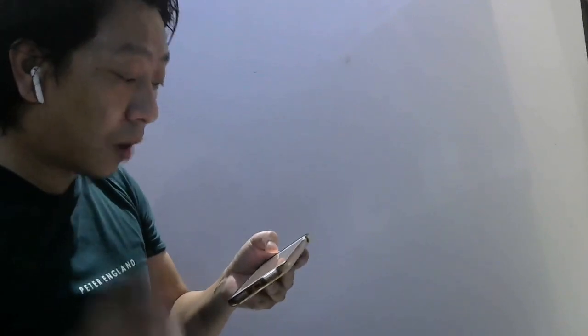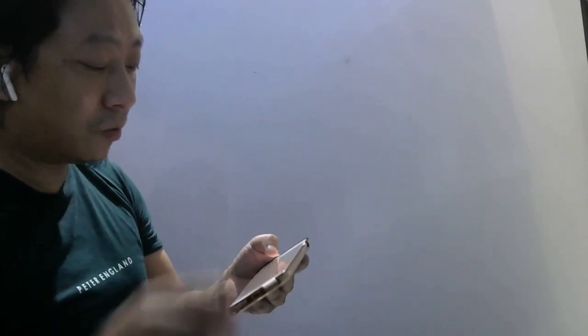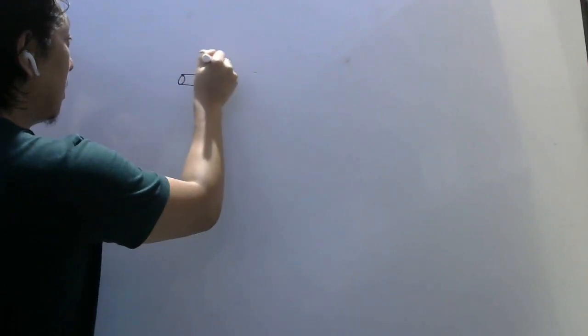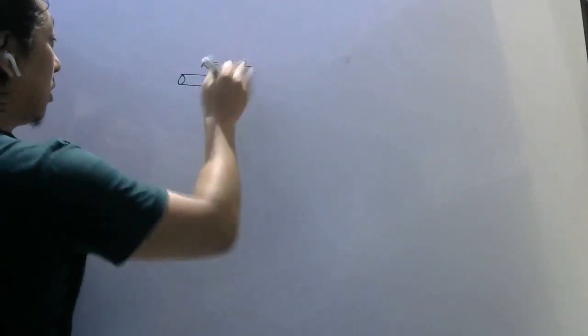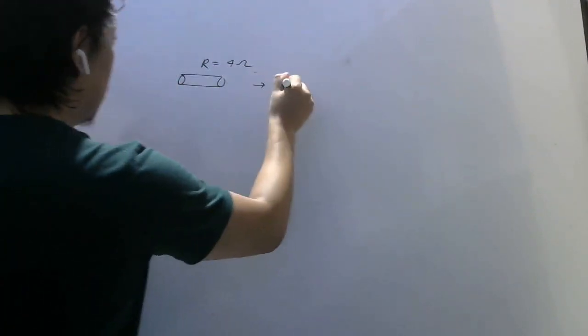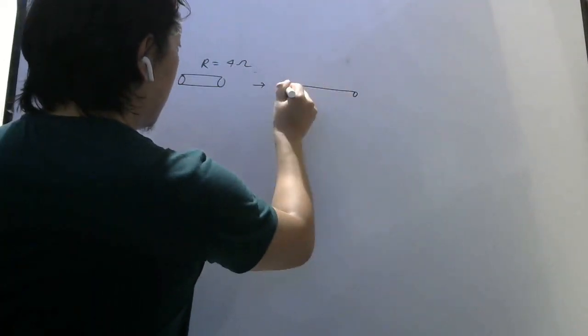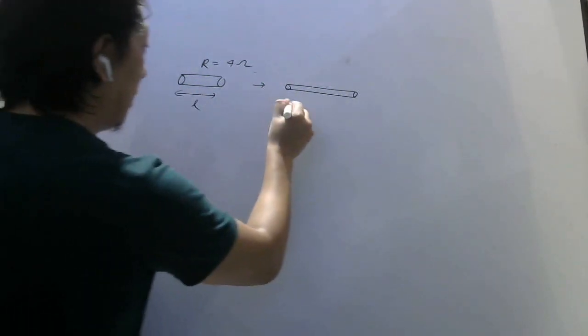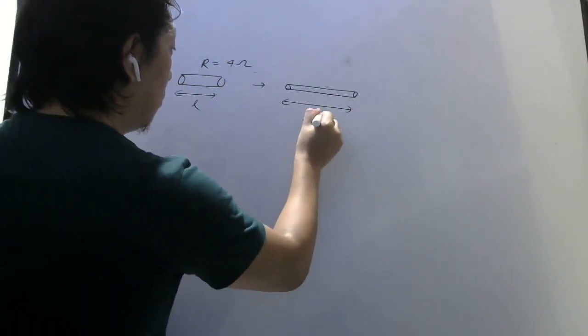Question number 23, you see. A wire of resistance 4 ohm is stretched to twice its original length. What will be the resistance of the stretched wire? So there is a wire whose resistance is 4 ohm. Now they are stretching it. When you stretch, it will become longer like this. So this is L, this is 2L.